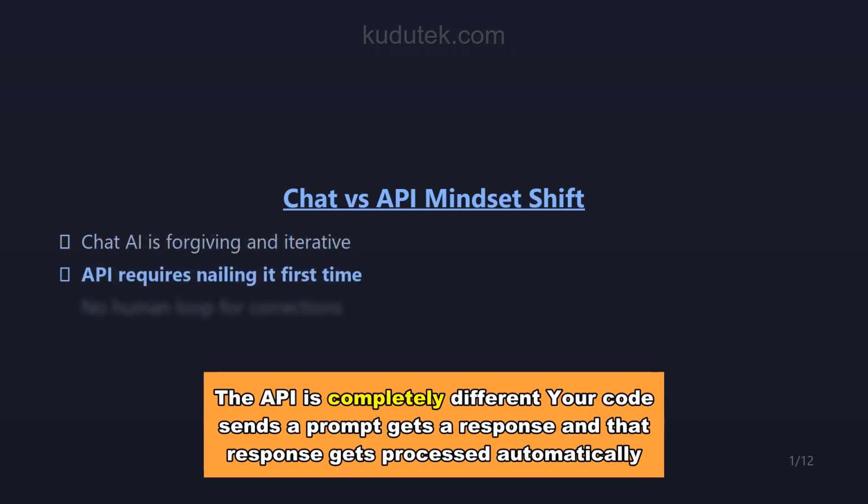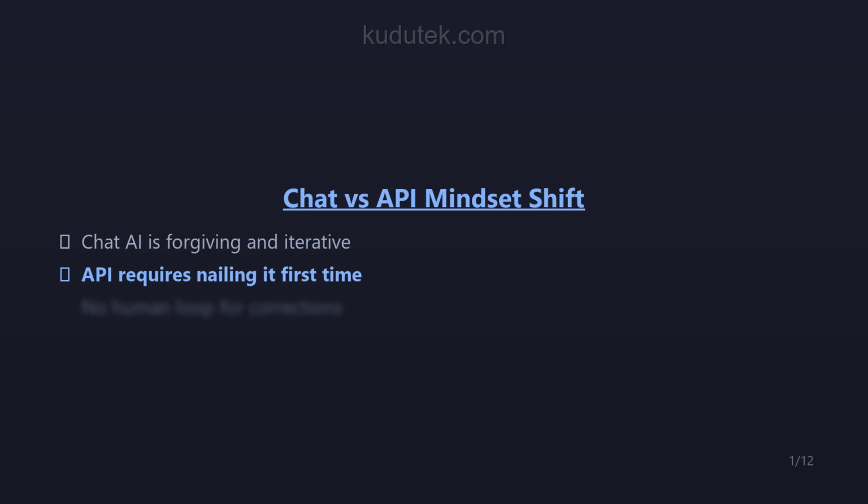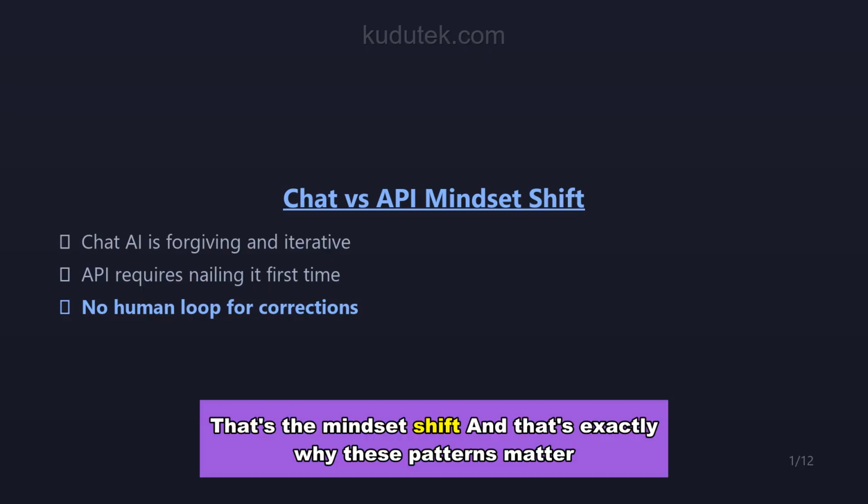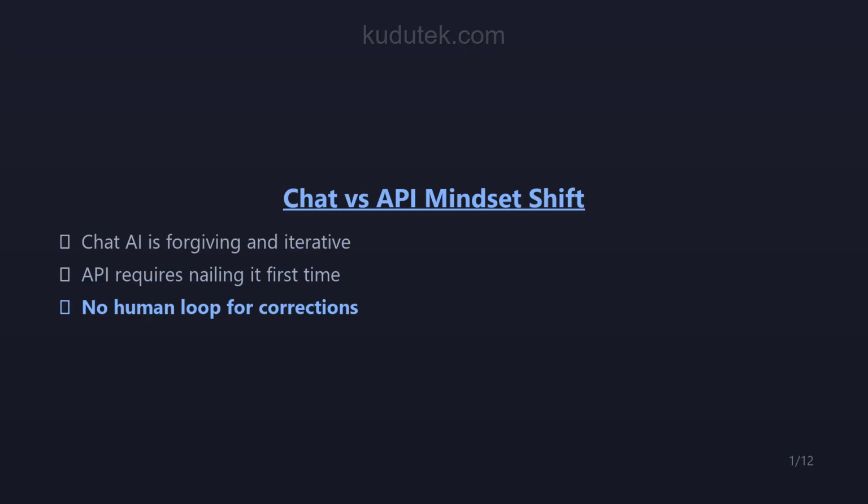The API is completely different. Your code sends a prompt, gets a response, and that response gets processed automatically. There's no human in the loop saying, that's not quite right. You need to nail it the first time, every time. That's the mindset shift. And that's exactly why these patterns matter. Okay, 9 patterns. Let's go.